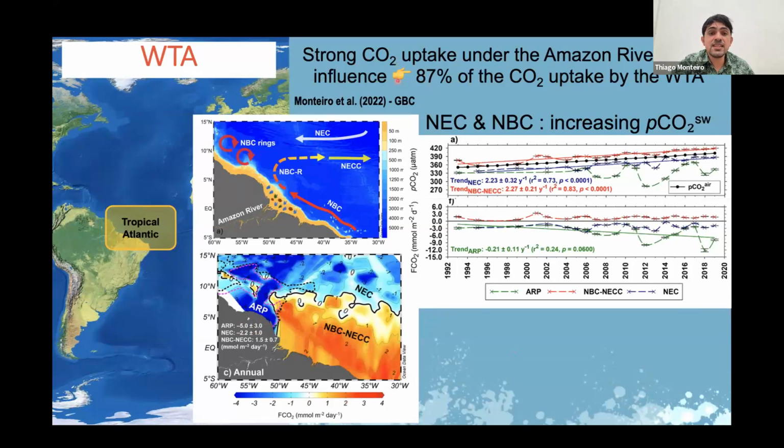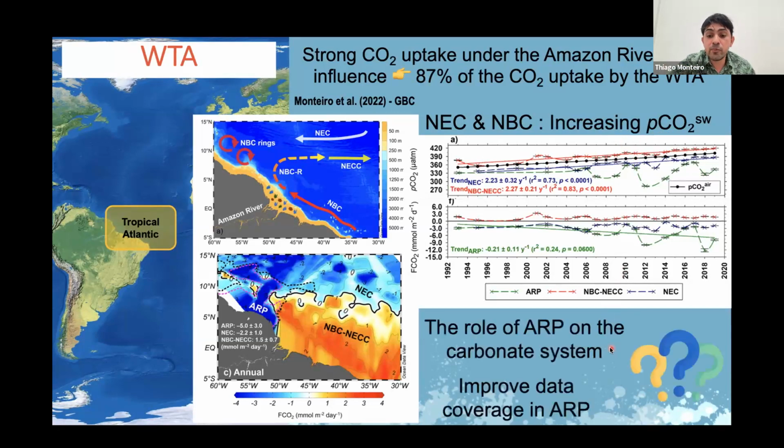The Amazon River plume is a strong uptake region for atmospheric CO2. This uptake in the Amazon River plume waters alone corresponds to about 87% of the whole CO2 uptake by the entire Western tropical Atlantic Ocean. Another important aspect that we discovered in this study was that water under the influence of the North Brazil Current and the North Equatorial Current has experienced an increasing trend in the sea surface pCO2. The sea surface pCO2 is increasing at a higher rate than the atmospheric pCO2, and this could be very important for the biogeochemistry in this region in the future.